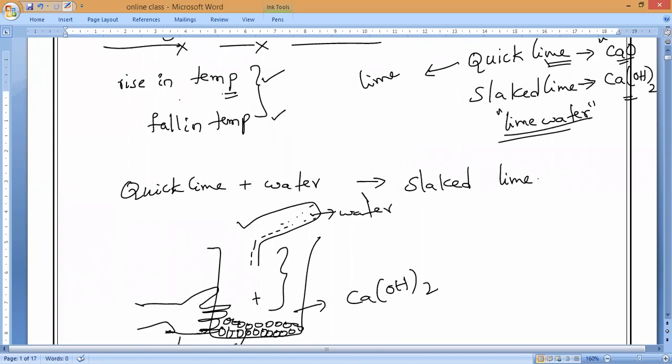Rise in temperature. So once the water is added to the calcium oxide, if you touch the beaker, you will feel hot. So hot in the sense of rise in temperature or fall in temperature? Rise in temperature. Understand?